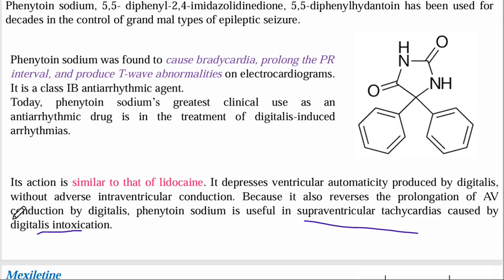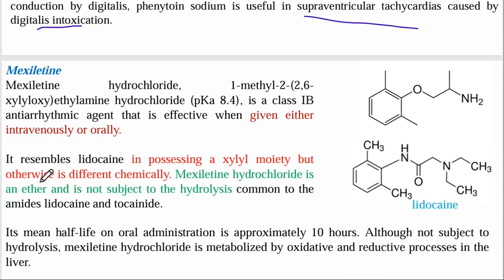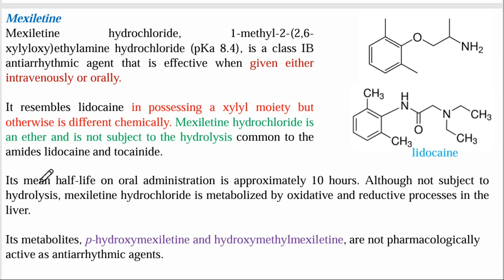Digitalis, from Digitalis officinalis, is again a cardiac glycoside, which is found in the digitalis plant. Then we have mexiletine. This is given again either orally or intravenously.